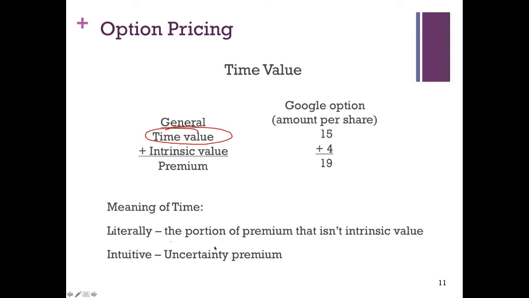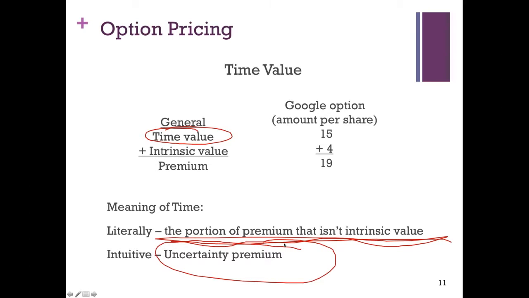The literal meaning of time value, think of how we just calculated it: it's the portion of premium that isn't intrinsic value. That's the only thing this thing called time value really means. And if you want an intuitive understanding, think of it as an uncertainty premium, in the sense of which options have the greatest uncertainty about whether they'll be worth something at expiration or not. Naturally, options with strikes equal to the current market price have the greatest uncertainty because you don't know whether prices will go up or down. Whereas options already deep in or deep out of the money are likely to still be in that general situation by the time you reach expiration.